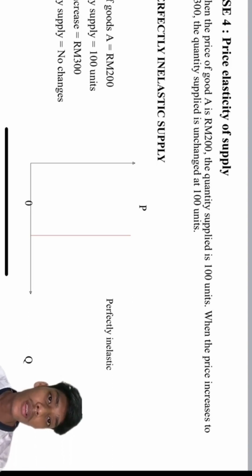As we can see, the price of good A increased from RM200 to RM300, while the quantity supplied has no change. It remains at 100 units.